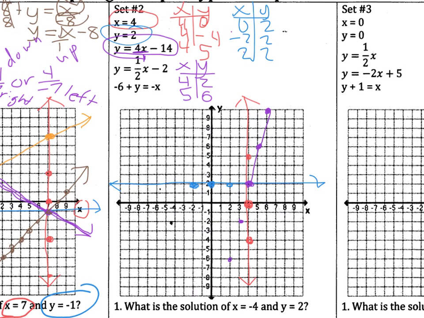Because these lines all cross somewhere. And I could do it one more time. Down 4 over 1. There we go.